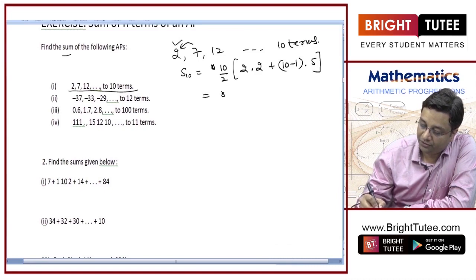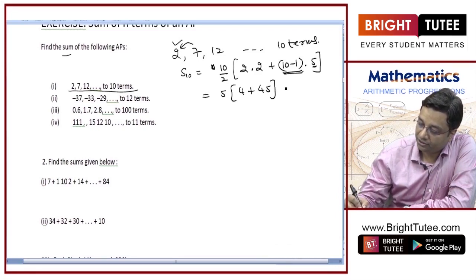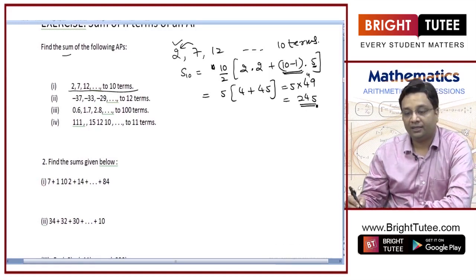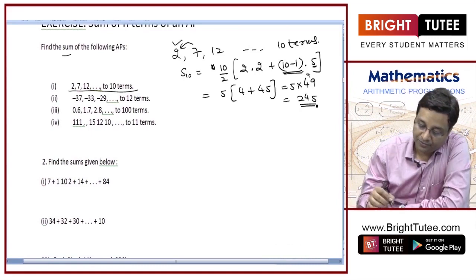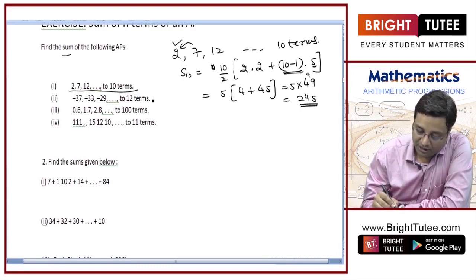What is D? The common difference, 7 minus 2, which is 5, right? So, it will be equal to 5 into (4 plus this will become 9 into 5, 45). So, it is equal to 5 into 49, which is equal to 245, right. This is how we find the sum of n terms. So, you can easily do this question.